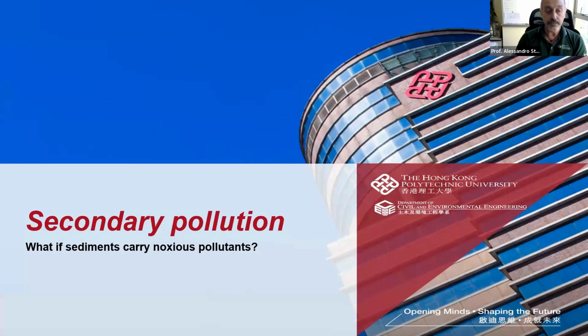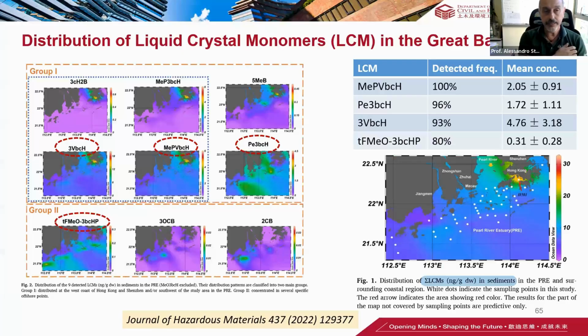Very quickly, I want to introduce this: what if the sediment carries some pollutants? For example, we did an example here in the Greater Bay. We have a very high concentration of a very dangerous and noxious new pollutant, liquid crystal monomers. We started from published papers with the concentration of this, and they found this concentration attached to the sediment. So how can we take into consideration the secondary risk given by the polluted sediment?